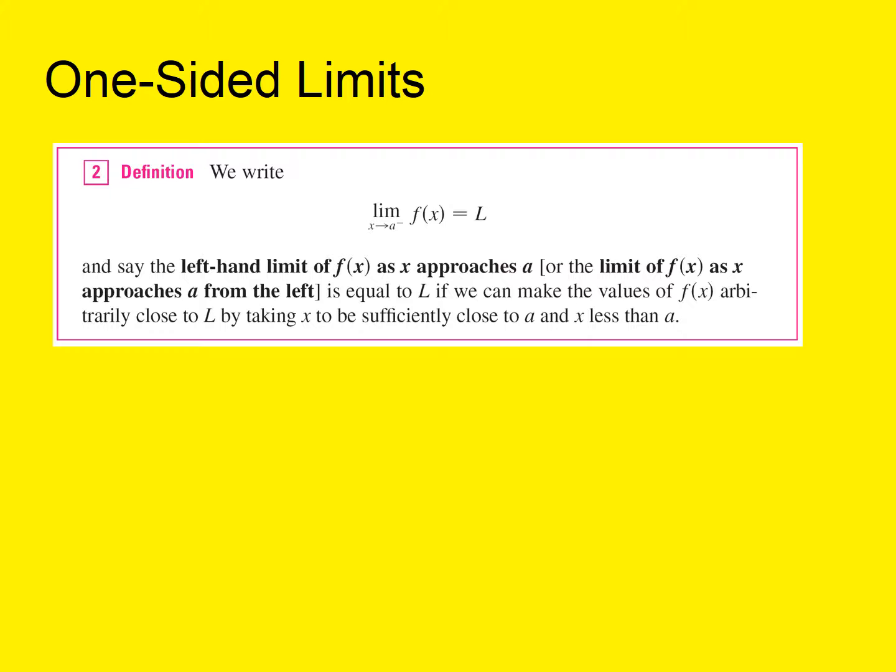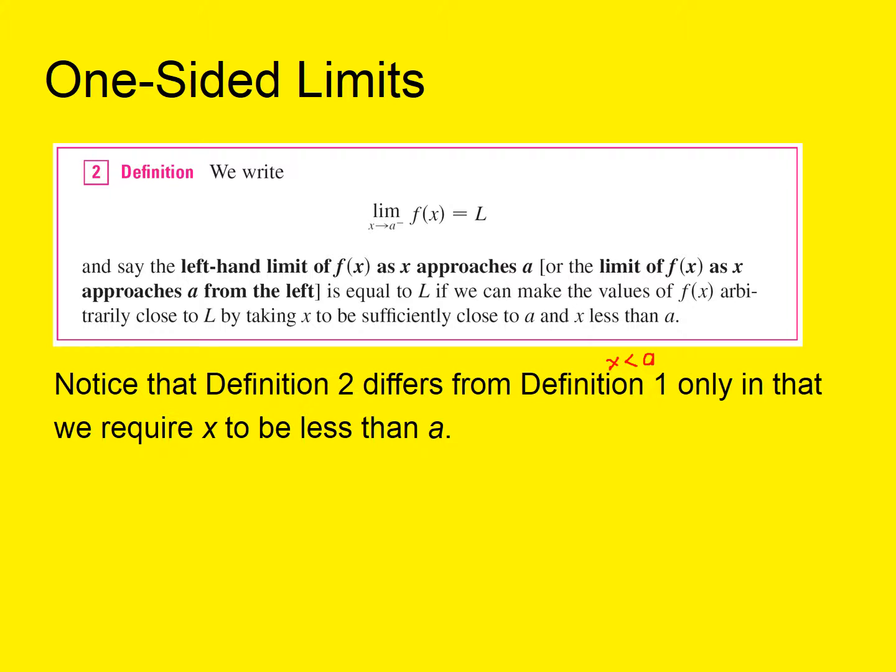It is equal to L if we can make the values of f of x arbitrarily close to L, as close as we like, by taking x to be sufficiently close to a and x less than a. So x has to be less than a, but it's sufficiently close to a that we make f of x arbitrarily close to L. Notice that definition 2 differs from definition 1 only in that we require x to be less than a.